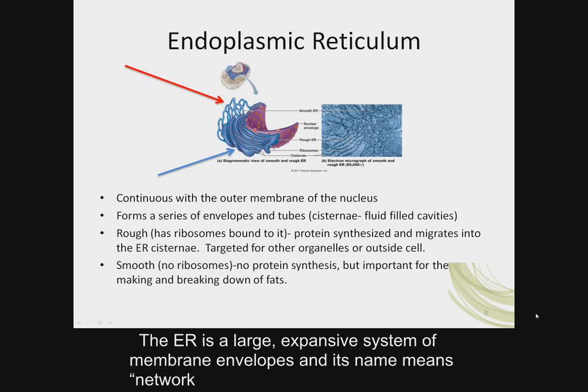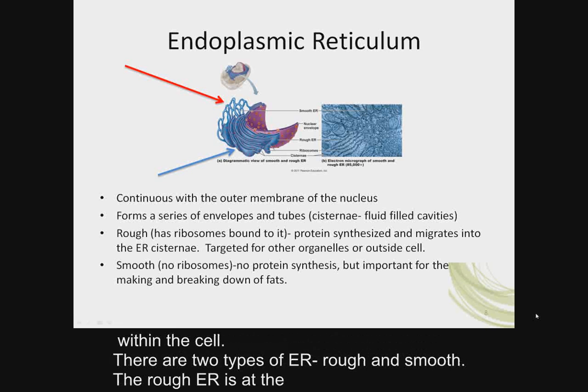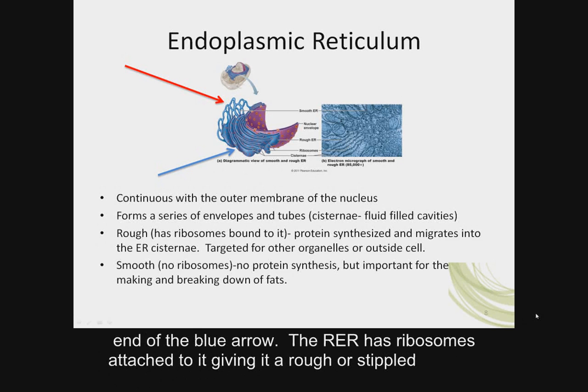The ER is a large expansive system of membrane envelopes, and its name means network within the cytoplasm, and its membranes account for more than half of the membrane surfaces within the cell. There are two types of ER, rough and smooth. The rough ER is at the end of the blue arrow.